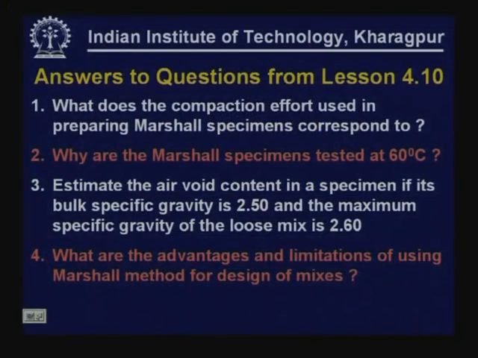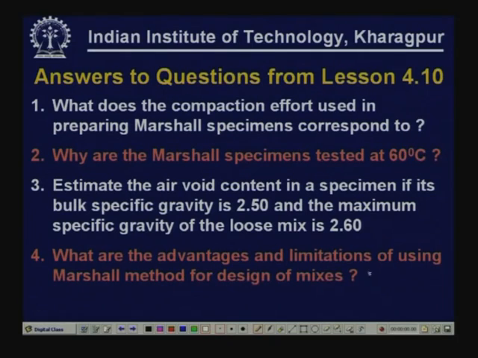Let us estimate the air void content in a specimen if its bulk specific gravity is 2.50 and the maximum specific gravity of loose mix is 2.60. We will quickly do this calculation. It is simply (2.6 minus 2.5) by 2.6 into 100. So, the value works out to be about 3.846%. Theoretical density minus bulk density divided by theoretical density, expressed as percentage.